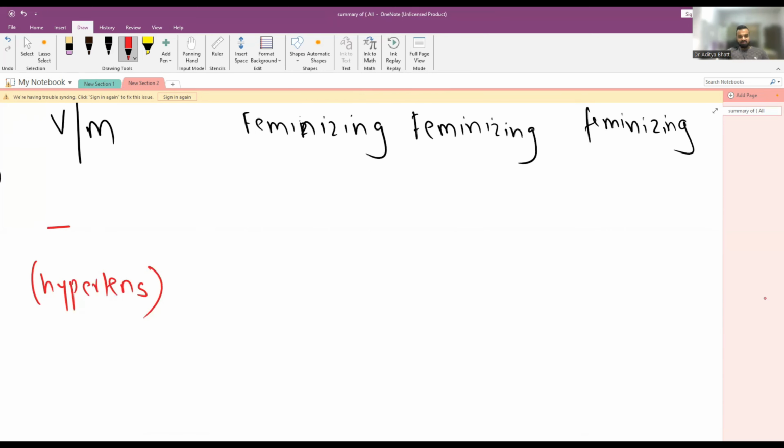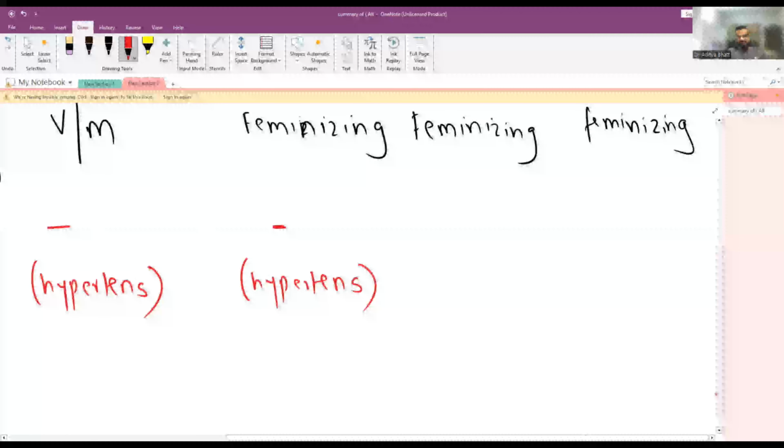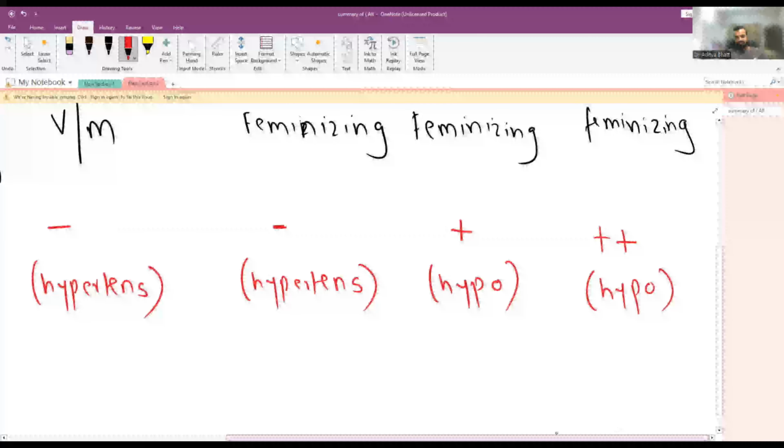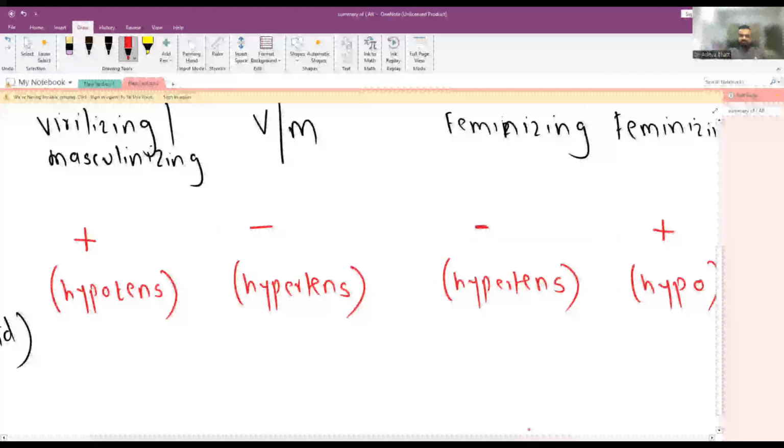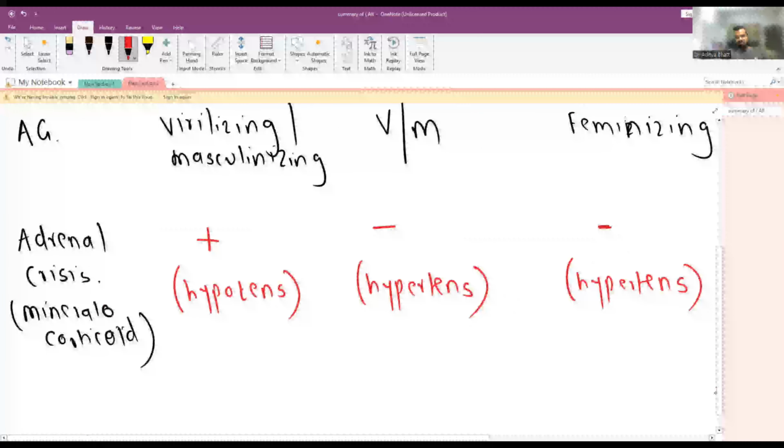Again, in patients with 17 OHD there will be hypertension, no mineralocorticoid defect and no adrenal crisis, while it will be present in 3 beta HSD. There will be hypotension in 3 beta HSD, and obviously severe hypotension in lipoid CAH. So with this you can assume the mineralocorticoid values. Whenever there is hypotension, mineralocorticoid values are low. That is why there will be hypotension.